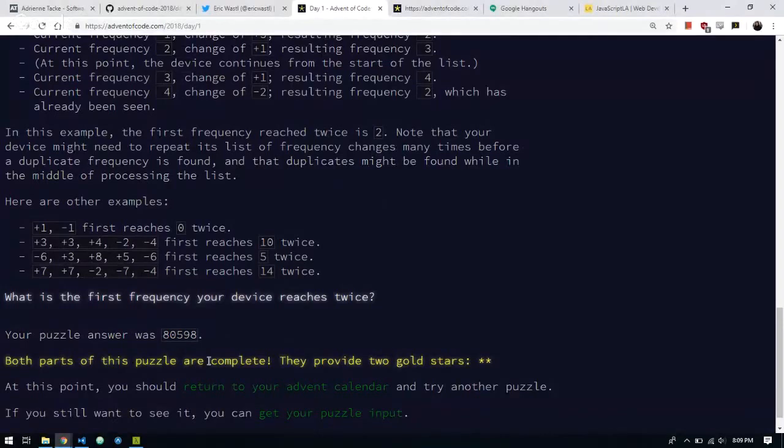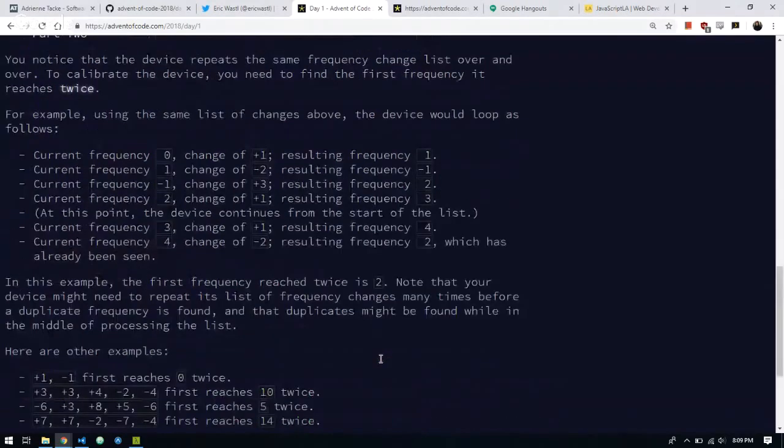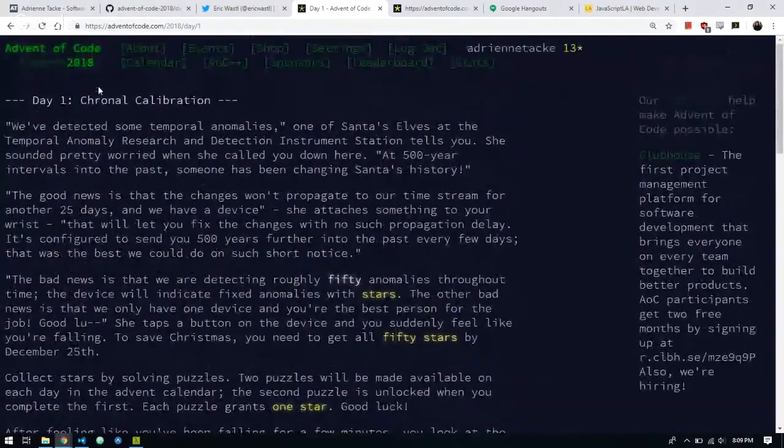And once you get there, you get this cool little message here. Both parts of the puzzle are complete. They provide 2 gold stars, and that makes me really, really happy. It makes me want to do it again.